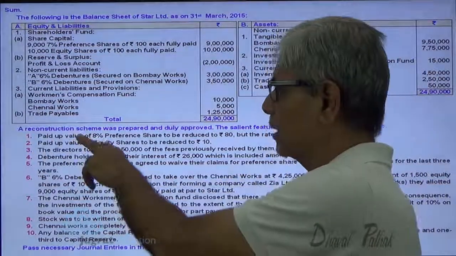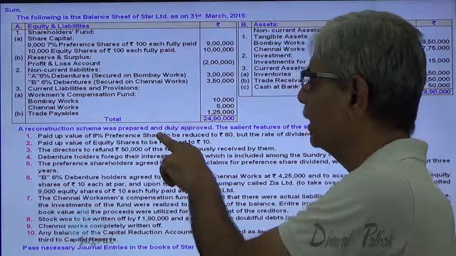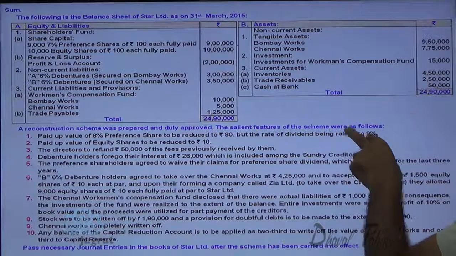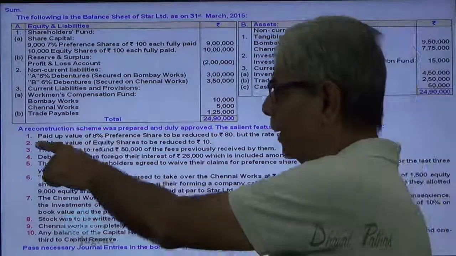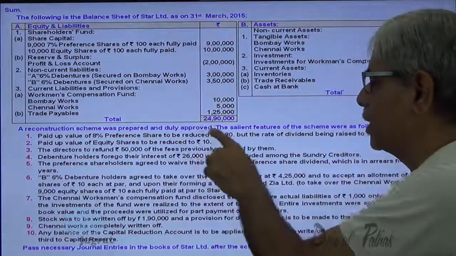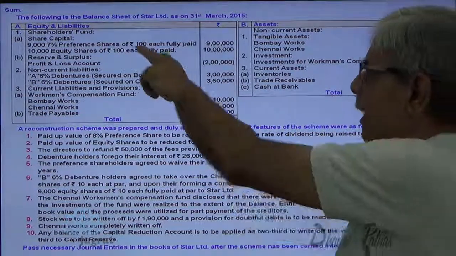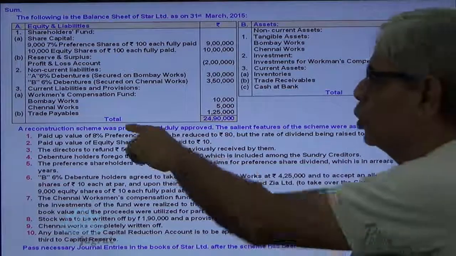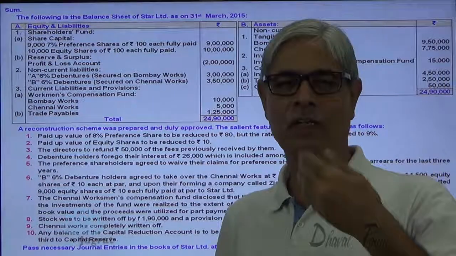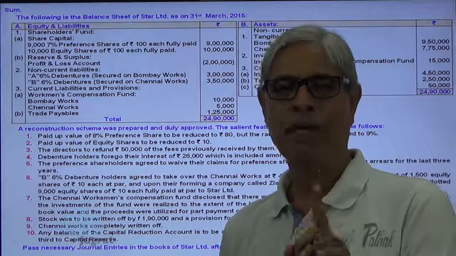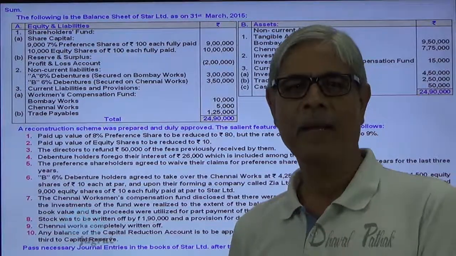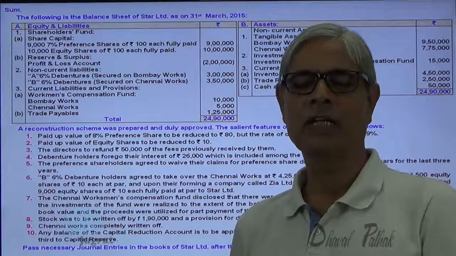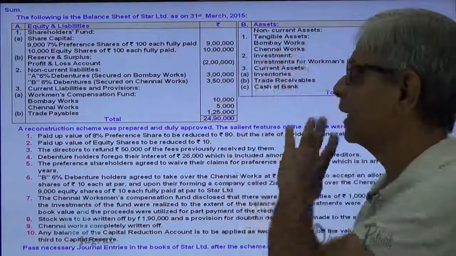A reconstruction scheme was prepared and duly approved. The salient features of the scheme were as follows. The paid up value of 8% preference shares is to be reduced to 80. A share of 100 is reduced to 80, but the rate of dividend is increased to 9%. So 8% preference shares are to be converted into 9% preference shares, but the paid up value of the share will be reduced from 100 to 80. So there is a 20% reduction of this 9 lakhs.